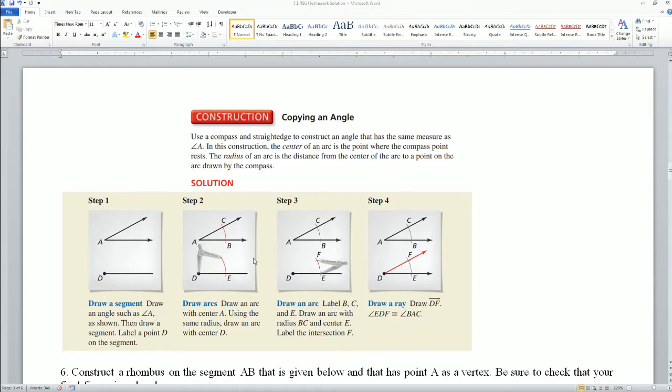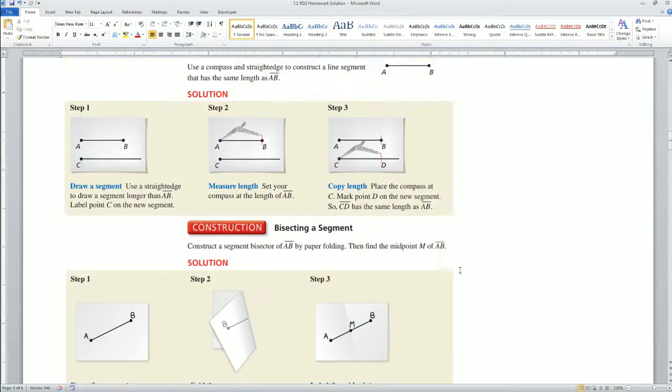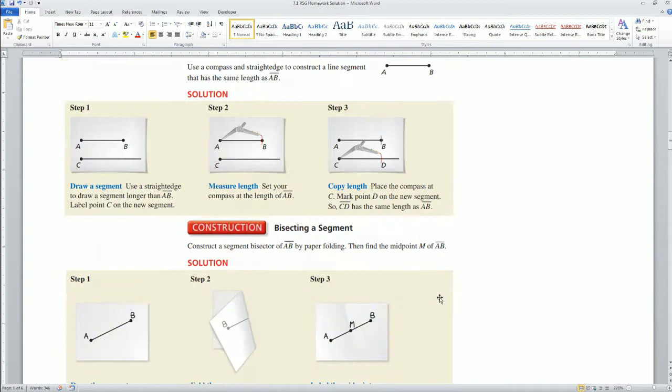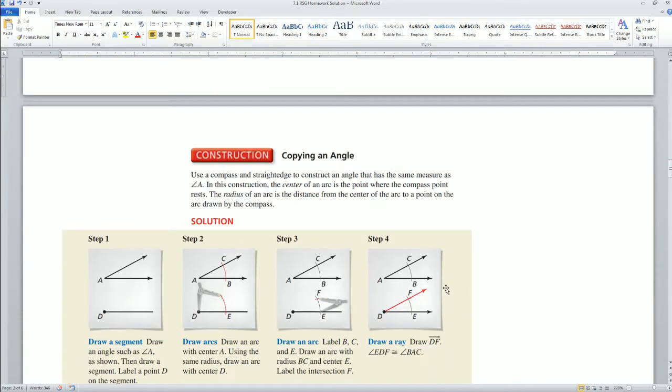Okay? Again, the constructions, there's not a lot of thinking involved. They're just memorization of steps. Okay? That's it. Because there's no other way of doing it.